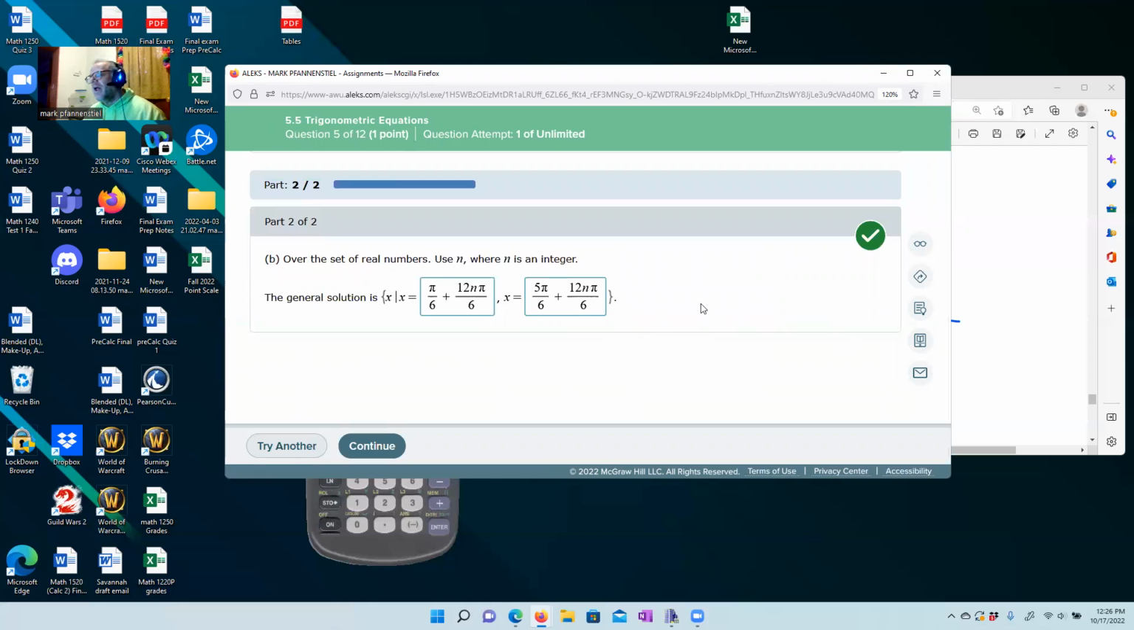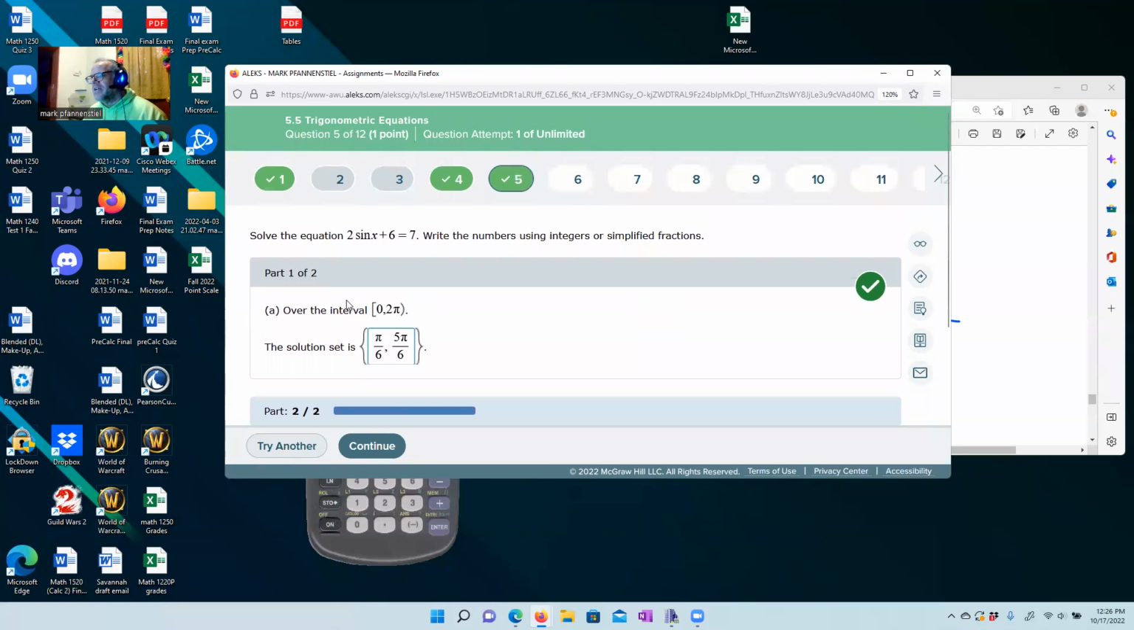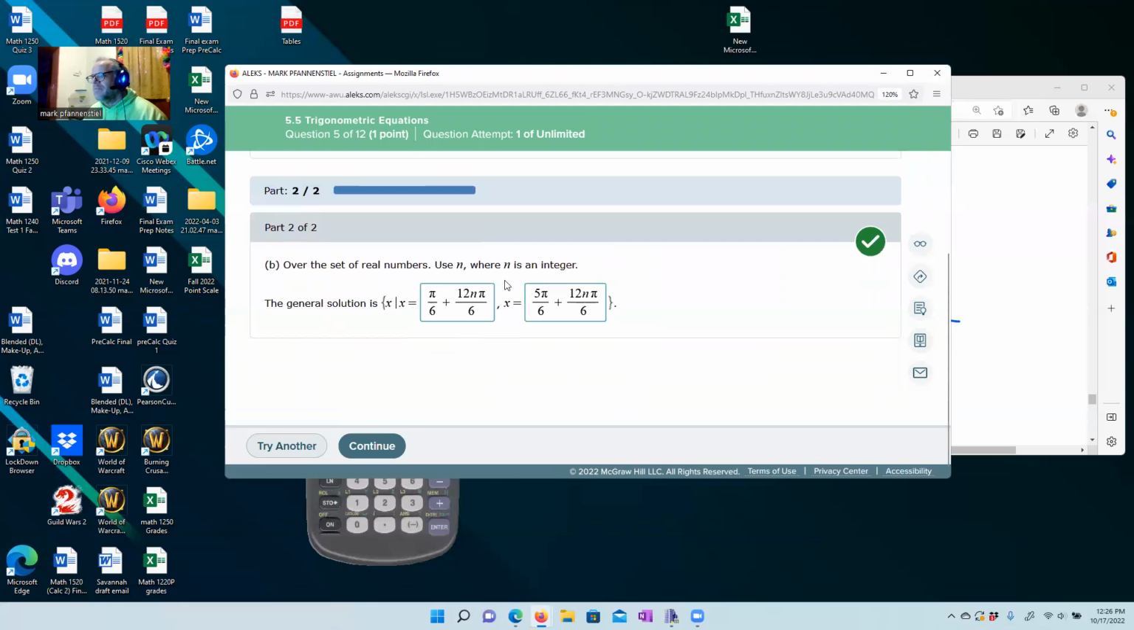Generally when I ask you a question, it'll be like the part A part of this thing. But just be aware that your engineering classes may ask you for more times around the circle than your pre-calculus class did. So just be aware that this is only asking you one time around the circle. There's more.